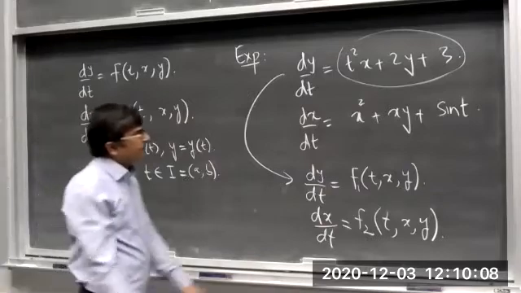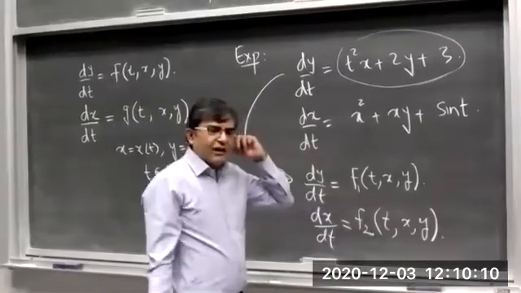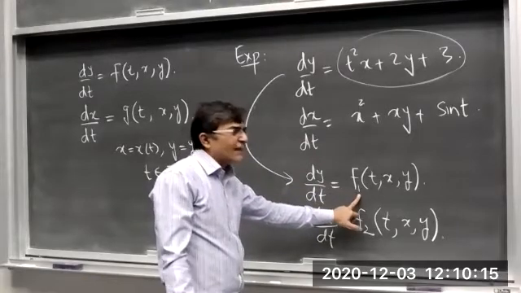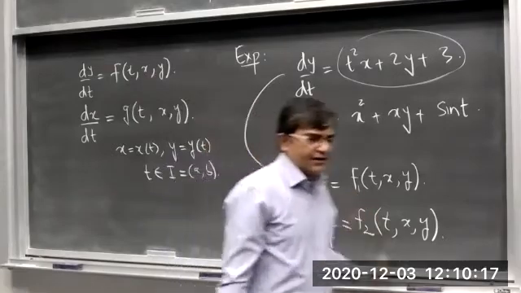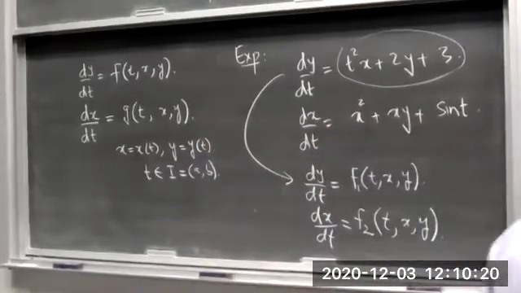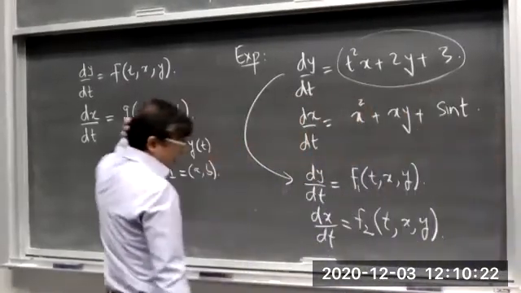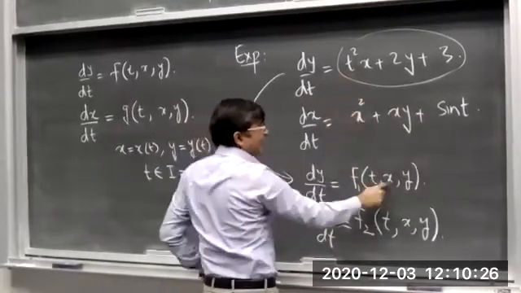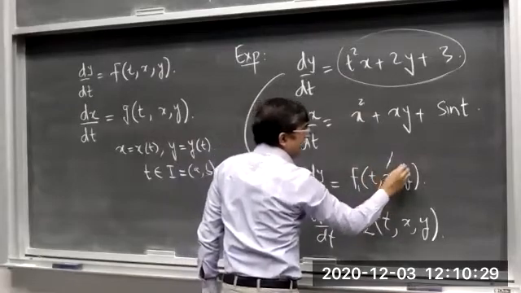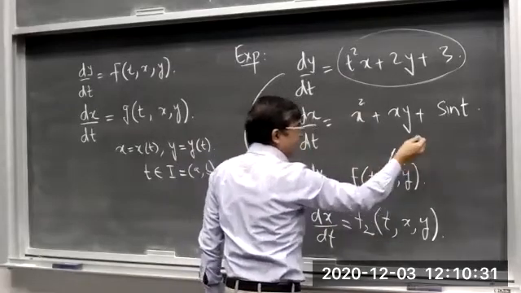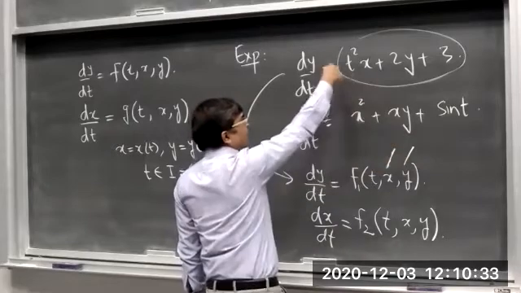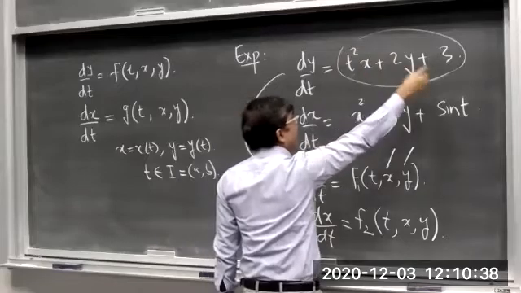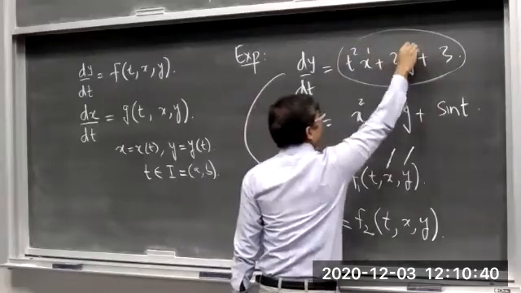Now you can see that f1, this function, could be a linear function as well as a non-linear function of x, y, and t. So f1 here in this case is linear in x and y, because x and y are dependent variables. We need to see whether this function is linear in x and y or not. It is linear because here we have x power 1, y power 1.